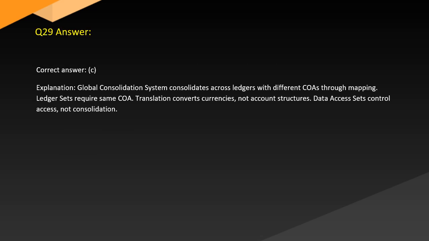Answer. Correct answer: C. Explanation. Global consolidation system consolidates across ledgers with different COAs through mapping. Ledger sets require the same COA. Translation converts currencies, not account structures. Data access sets control access, not consolidation.